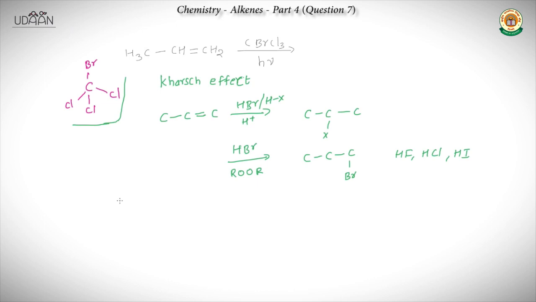First, if you remember our thumb rule, which is HELP. Here, P is peroxide. It gives you a free radical. At first, what happens is peroxide undergoes a homolytic cleavage between the two oxygen atoms. You will get RO radical and OR radical.